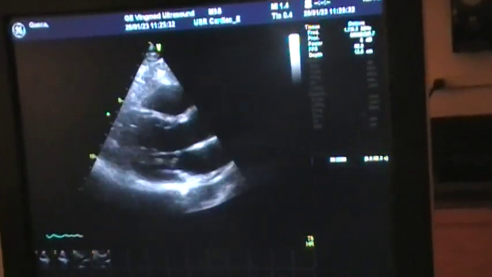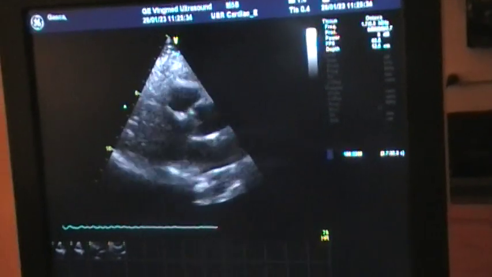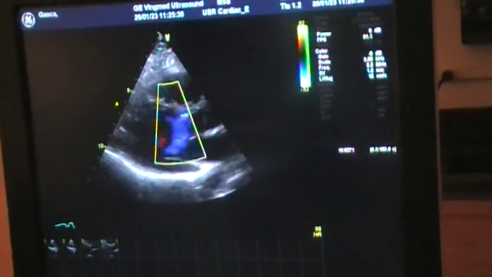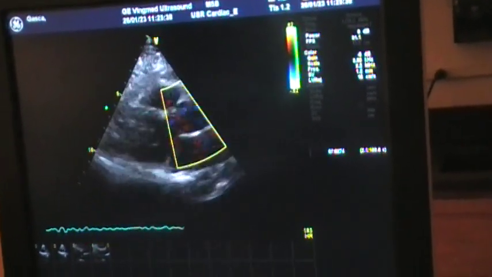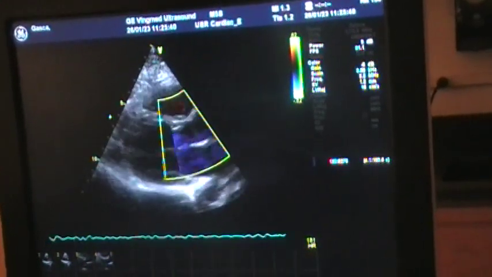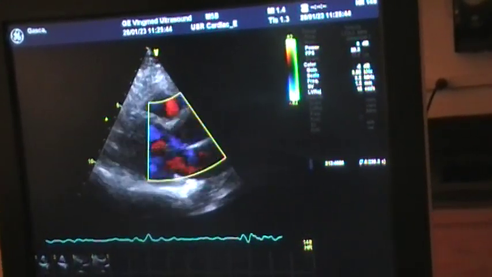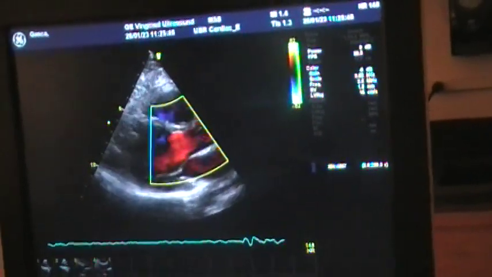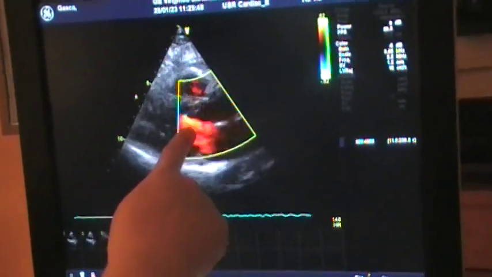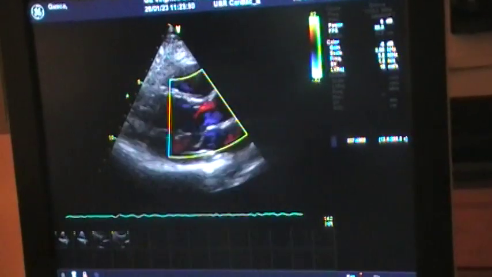You can come back off of your zoom. And now you're going to do color. And that box works just like the other. It's got the top thing to make it bigger and lower there, that little button. So you can just look for any regurg, which would be coming this way. Look for stenotic flow, which would be going that way.